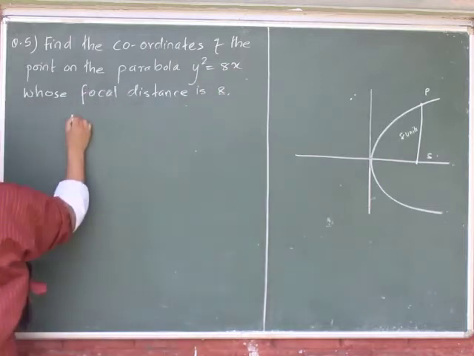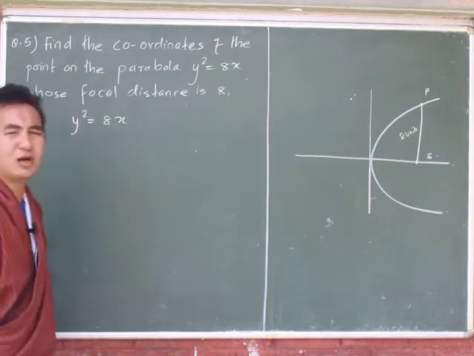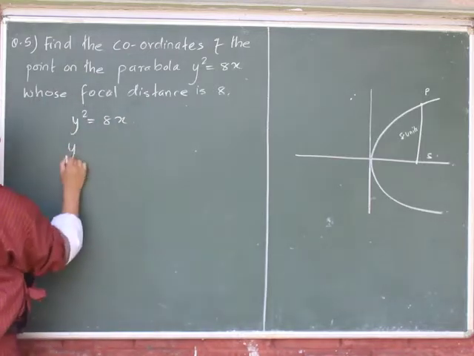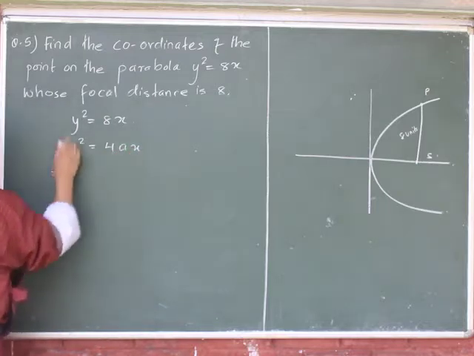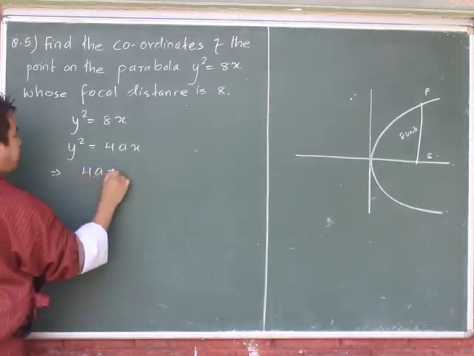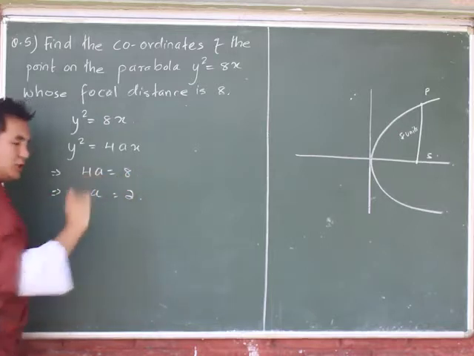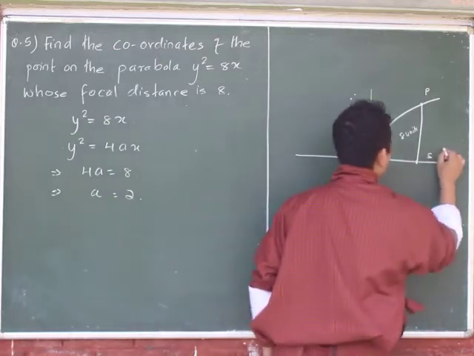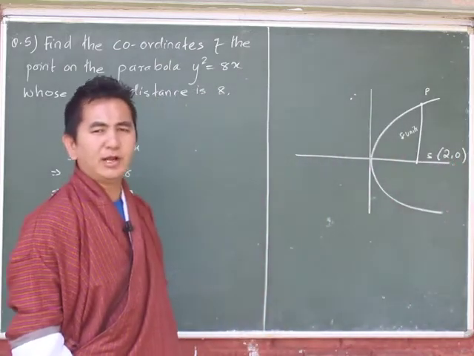So the given parabola we have is y square equal to 8x, which opens to the right. Let me compare with the standard formula y square equal to 4ax. If you compare, we have 4a equal to 8, which implies a value is equal to 2, which means the focus point is (2, 0). I hope you got it now.